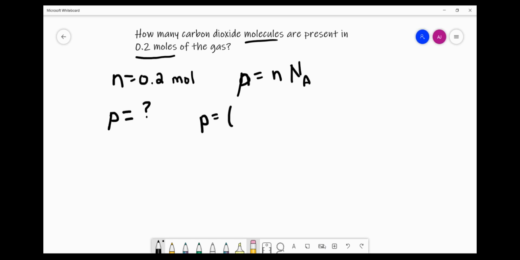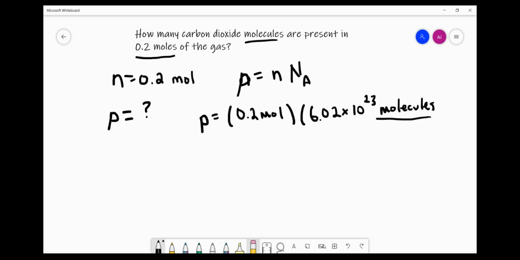So Avogadro's number is a fixed constant that you need to know. And so we have 6.02 times 10 to the 23rd. In this case, we're talking about molecules, so I'll use that as my particle term. Molecules per mole.